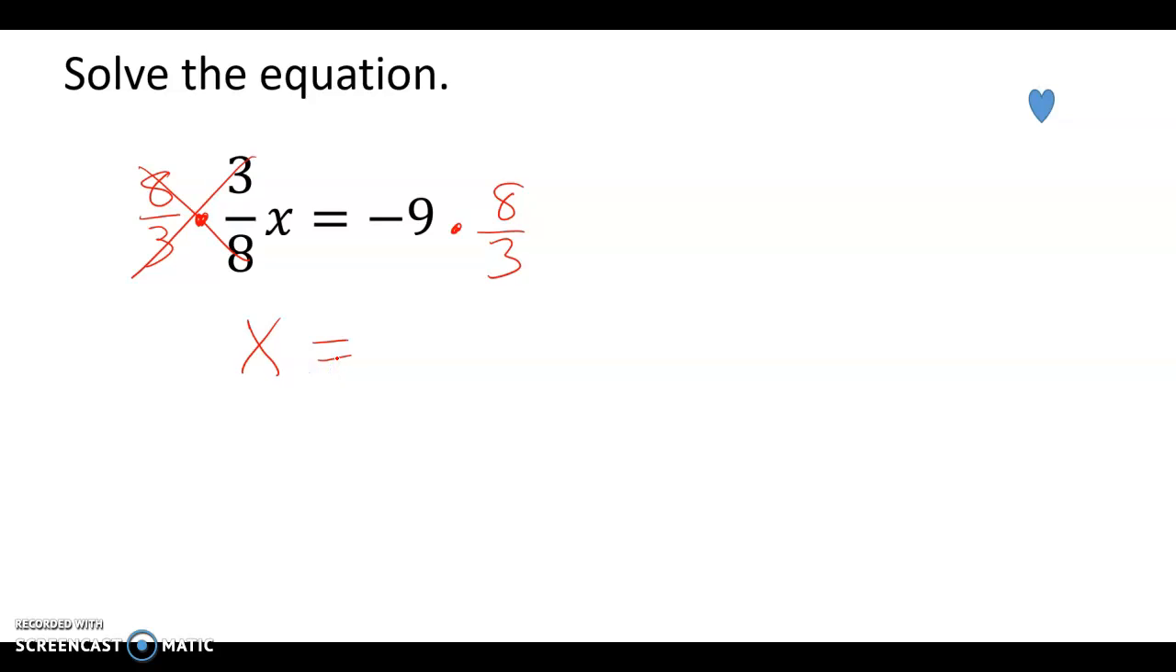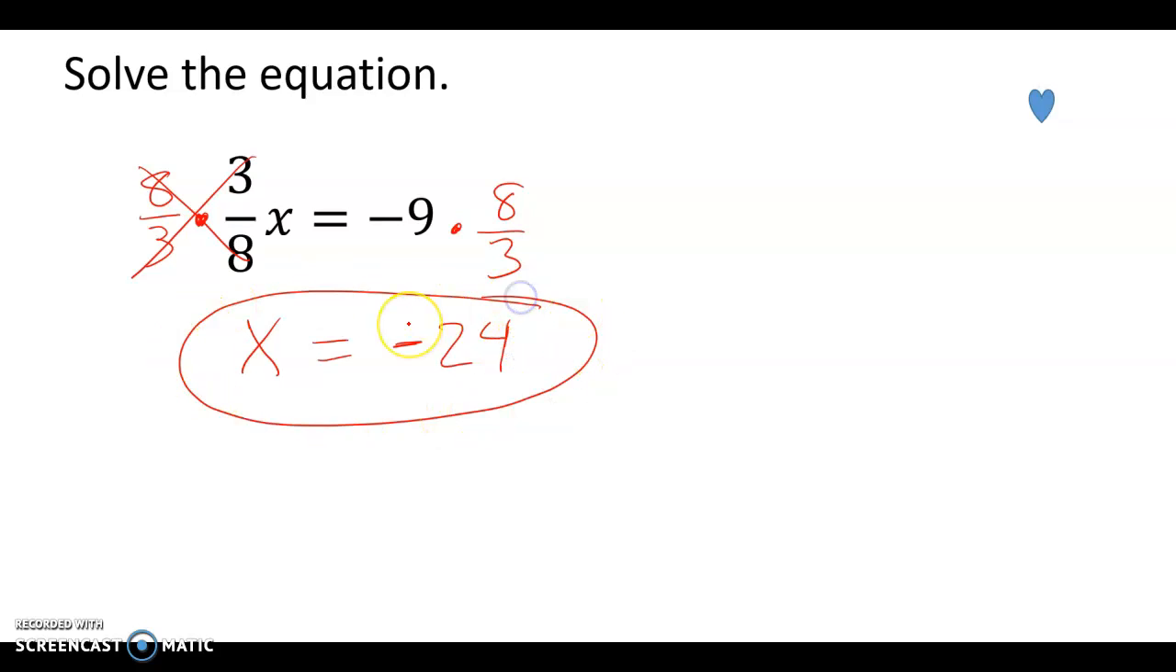Then in the calculator, we would type in negative 9 times 8 fraction button 3. And we end up with negative 24. So x equals negative 24. Good job to those that got it before me. All right, let's look at the next problem.